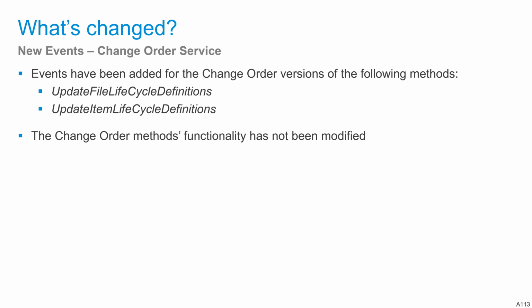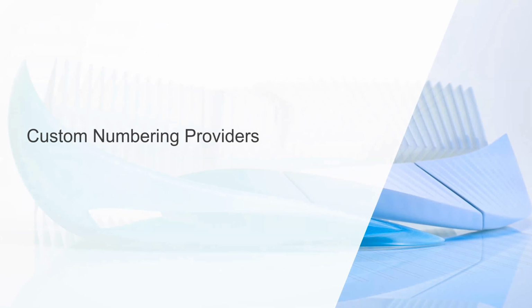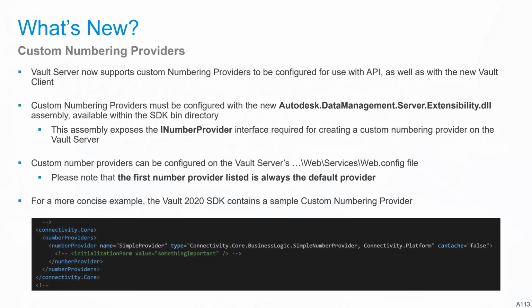Okay. And going back to the biggest change that we're presenting in the API this year, it's the ability for end users to create their own custom numbering providers. In this case, we now have a new binary, autodesk.datamanagement.server.extensibility, and that's included with this year's SDK, and that will expose interfaces and types that are required for people to create their own numbering providers, specifically the INumberProvider interface.